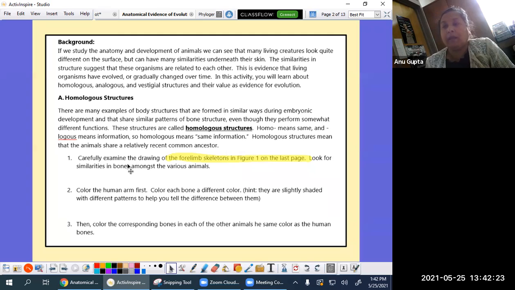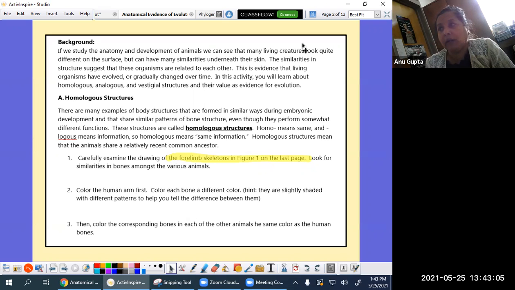So you will be examining the drawing of the four-limb skeleton in figure 1 on the last page of this assignment that you've been given. And you will be looking for the similarities in the bones amongst the various animals. You'll be coloring the human arm first. Color each bone a different color. They have been lightly shaded with a different pattern to help you identify which bone is that. And once you're done, then color the corresponding bones in each of the other animals with the same color as the human bones. So start with the human arm and then color all the other animals.